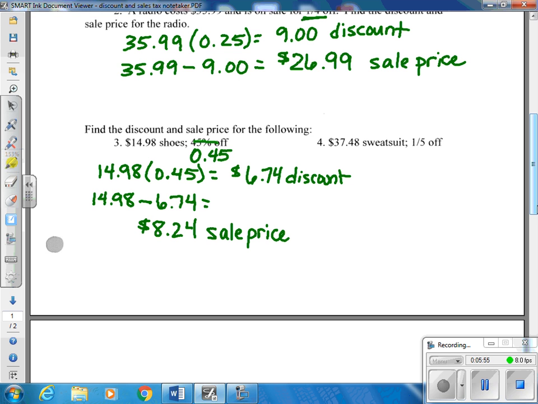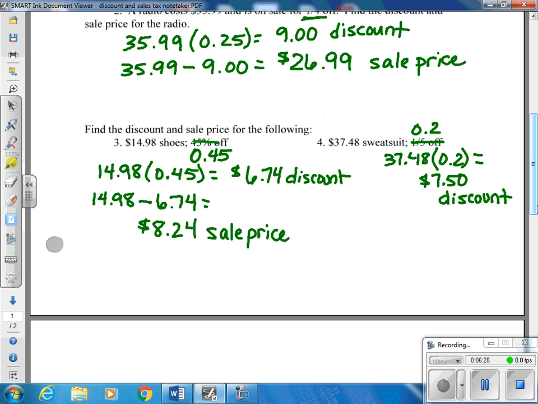Okay, because you don't want your answer to be marked wrong because you did not round correctly. 5 and higher you round up, 4 and lower you keep it the same. All right, so for number 4, we've got a sweatsuit that's $37.48, and it's 1/5 off. 1/5 as a decimal is 0.2 or 0.20, whichever way you want to look at it. So once again, start with the original, $37.48, multiply it by 0.2, okay, and the answer you get after rounding is $7.50. That is the discount.